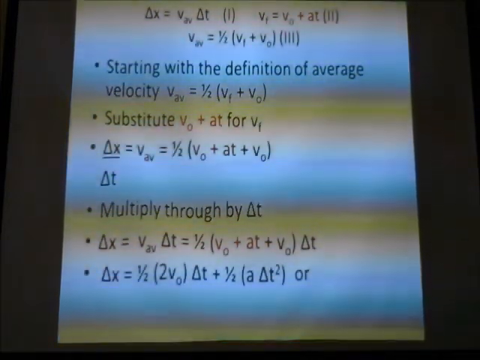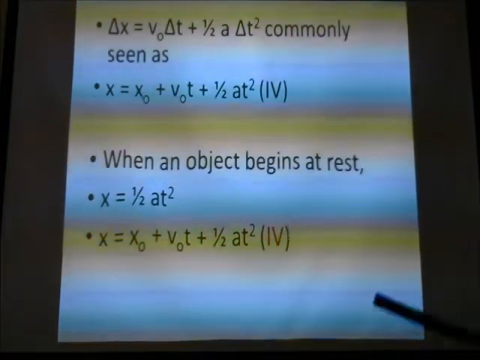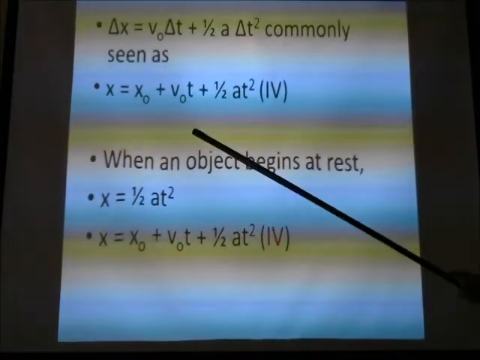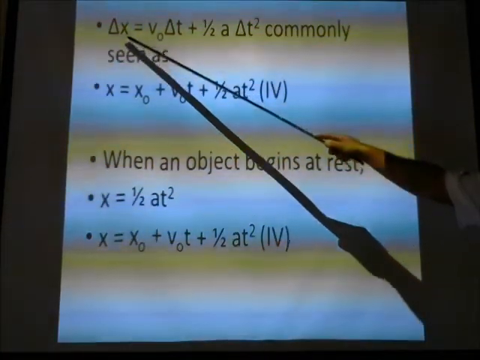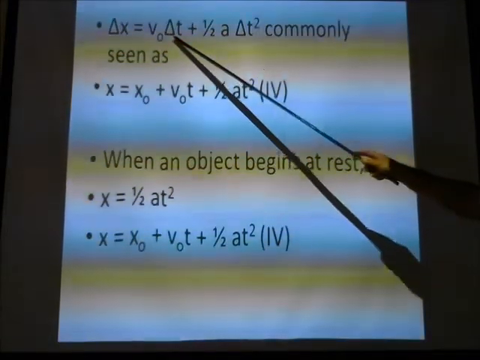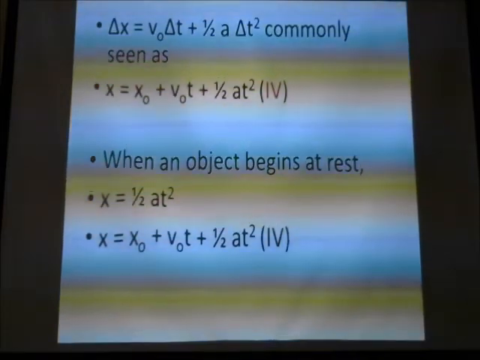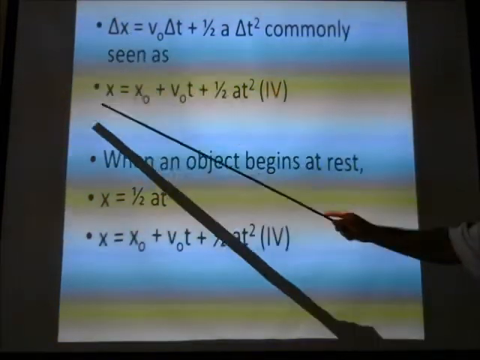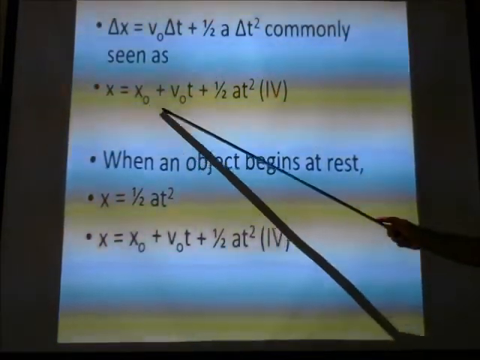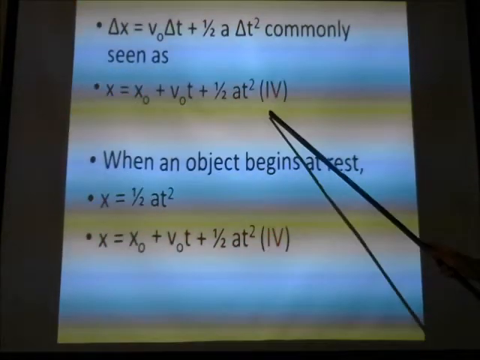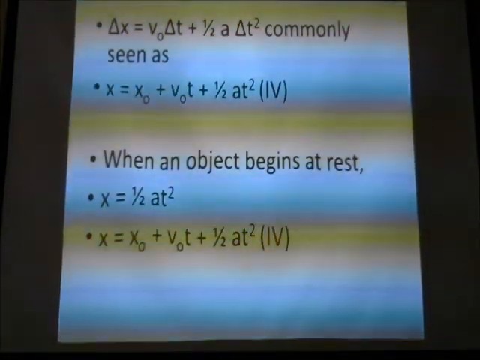And then if we collect some like terms and eliminate some things, we get change of position equals V naught times t plus 1/2 at squared, which we commonly write, rather than change in position, as final position equals initial position plus initial velocity times time plus 1/2 at squared. We call that equation number 4.